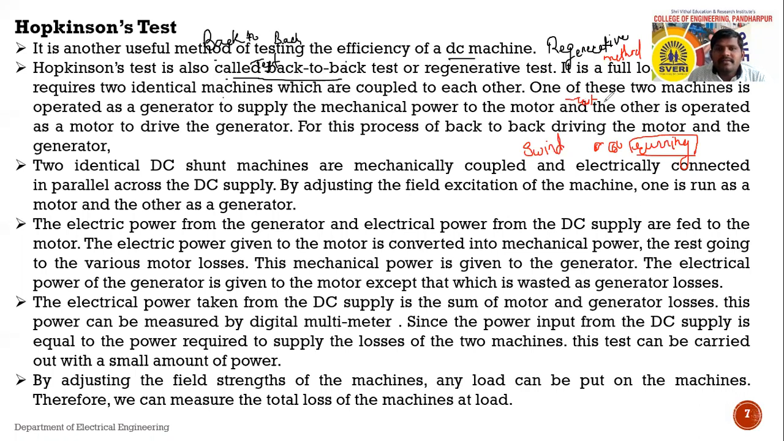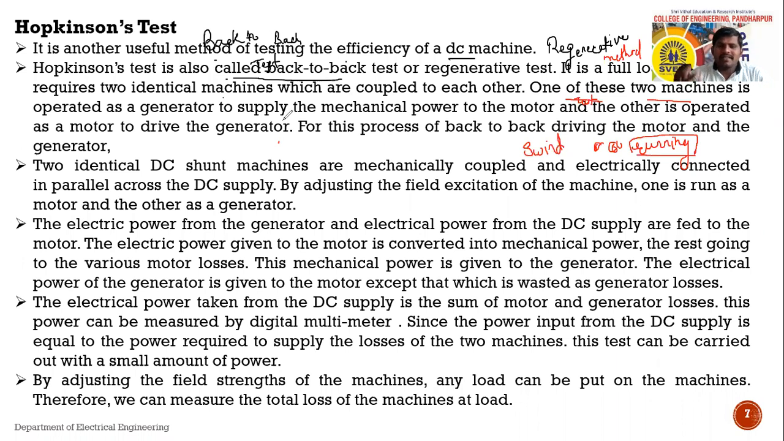One of these two machines, suppose identical machines, one machine can be run as a generator and it will be used to supply the mechanical power to the top motor, and the other is operated as a motor to drive the generator. For this process, it is nothing but a back to back process, so that we can call it a back to back test.